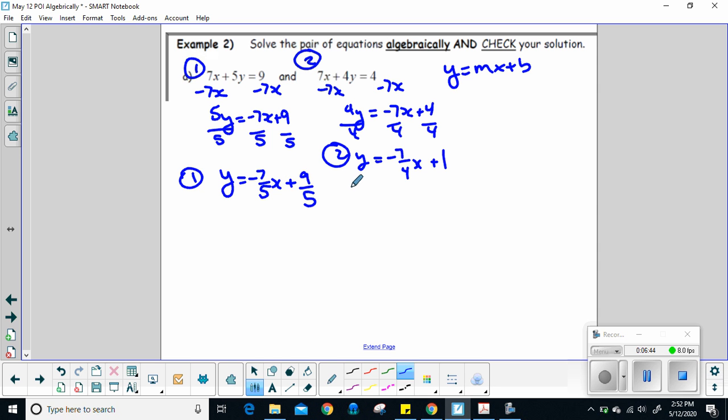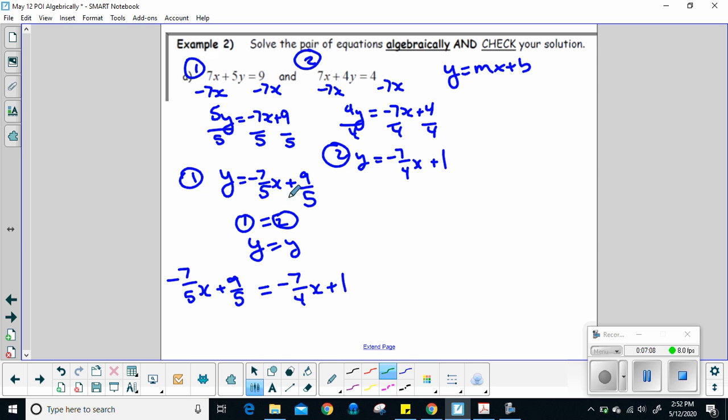So now I want to set them equal to each other. So I want to make line 1 equal to line 2. So y equals y. So that means negative 7 over 5 x plus 9 over 5 equals negative 7 over 4 x plus 1. Okay, so yeah, it's fractions, but we can do this. It's the same skills. And you guys know how to handle fractions, so we're good.